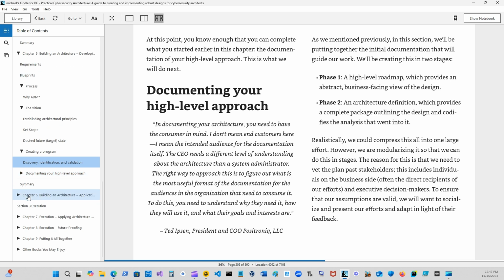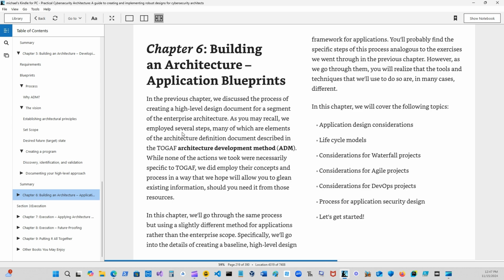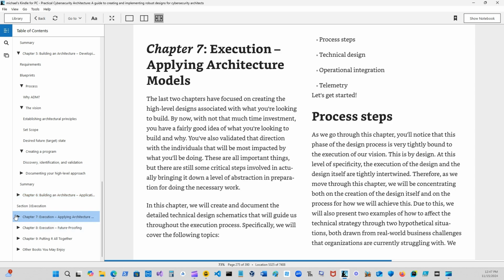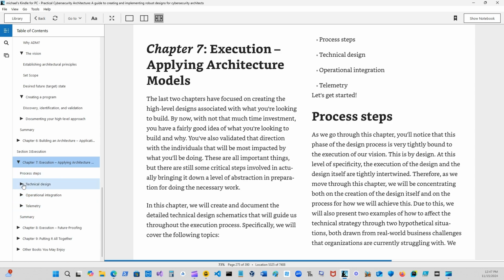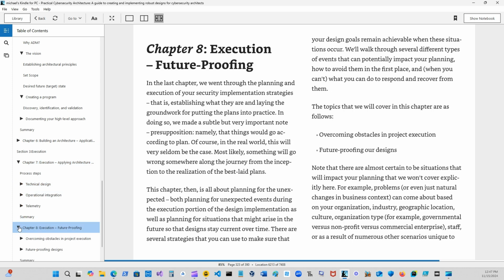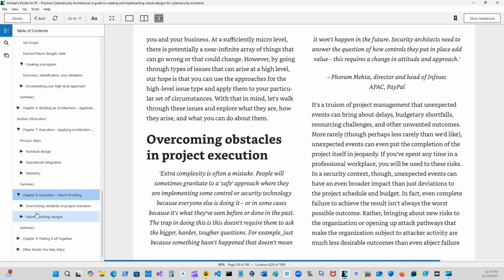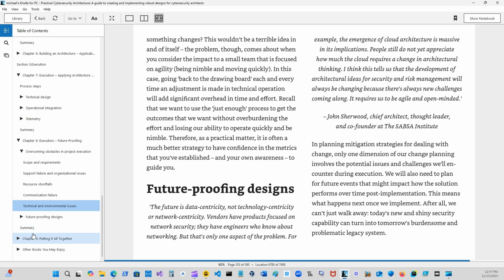Because developing your high level approach. We're not going to go into it, but there's a lot of detail in each of these, right? Building an architecture, application blueprints. So this is all high level architecture stuff. This helps you at the highest level set up your architecture.